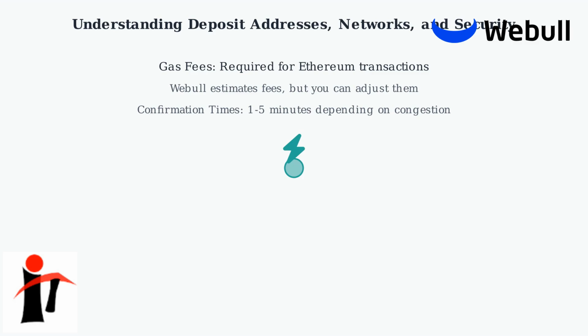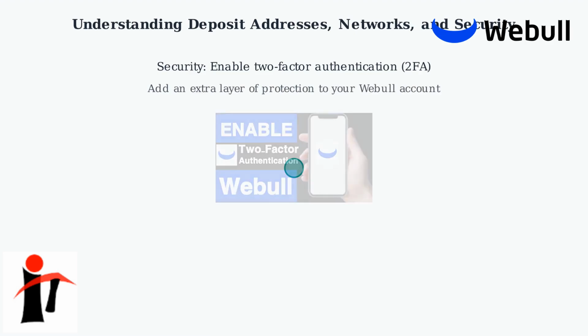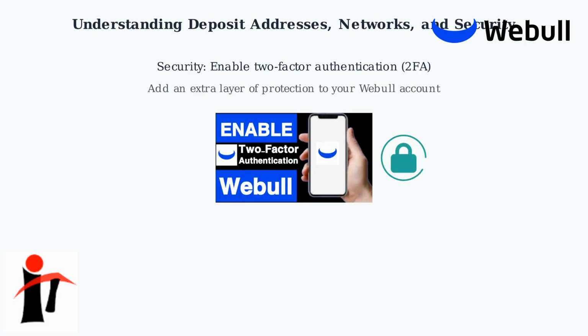Confirmation times for ETH deposits typically range from 1 to 5 minutes, depending on network congestion. For enhanced security, enable two-factor authentication, 2FA, on your Webull account.